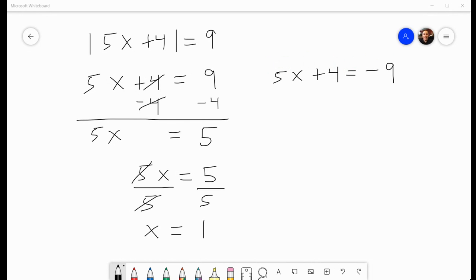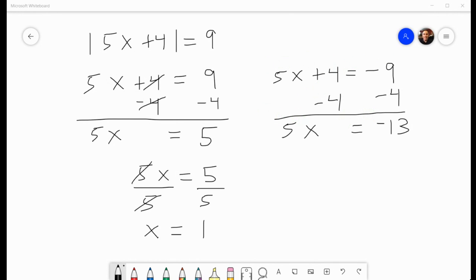Okay, so we have this equation. So now we have to solve this one. So let's do it. It's really the same steps as the first equation. We want to get x all alone. So let's subtract 4 from both sides, right? Once we do that, we're going to have 5 times x equals negative 13.